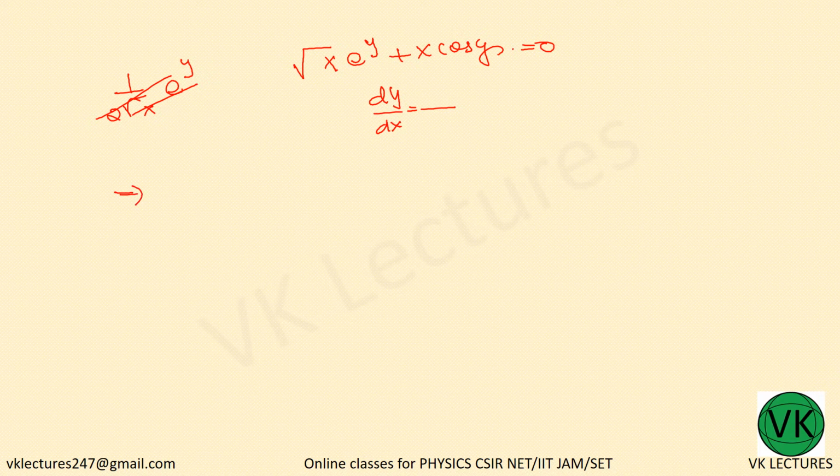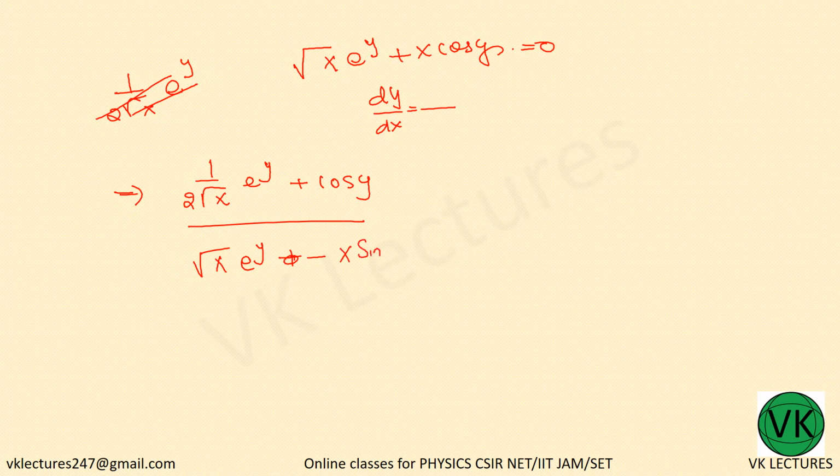Answer is 1 divided by 2 root x e to the power y plus cos y, divided by root x e to the power y minus x sin y, with a minus sign. Okay.